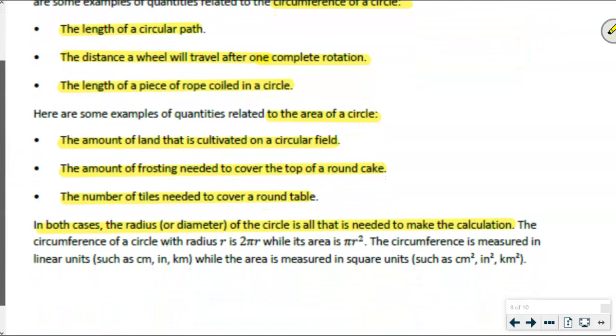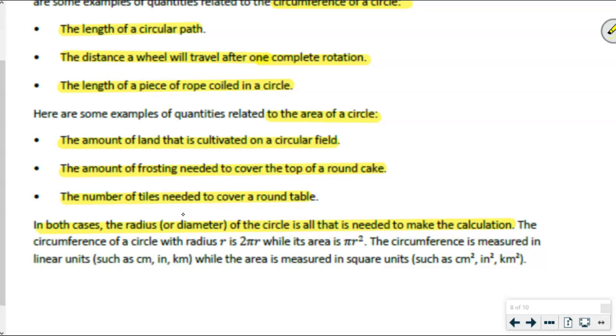There are also going to be times where we need to calculate the area of a circle. Some examples of that would be the amount of land that is cultivated on a circular field, the amount of frosting needed to cover the top of a round cake, the number of tiles that we would need to cover a round table. In both cases, the radius or the diameter is all that we need to make that calculation.